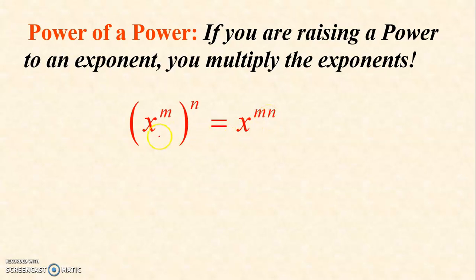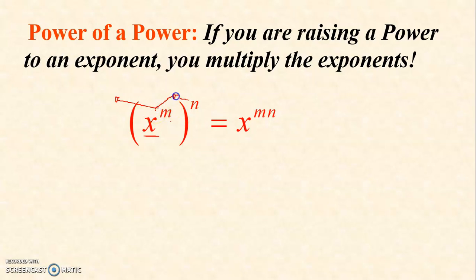So what does it mean? This is your base, x, and the exponent is m. But this exponent is being raised to another exponent, which is n. Meaning, this power is being raised to another power.